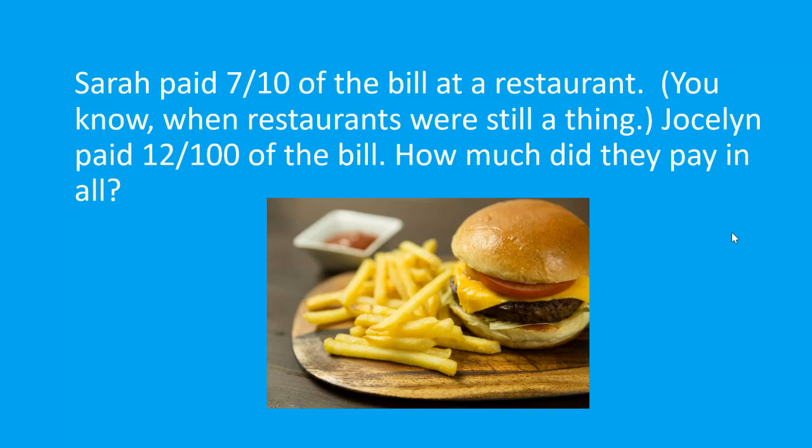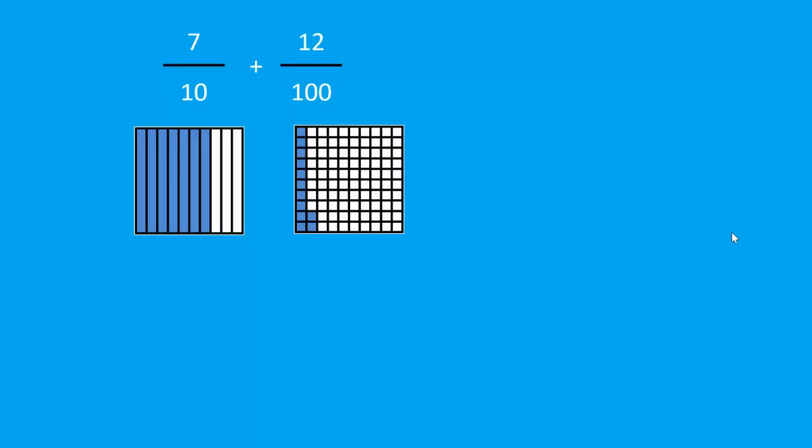Cheeseburger. Sarah paid 7/10 of the bill at a restaurant, when restaurants were still a thing. Jocelyn paid 12/100ths of the bill. How much did they pay in all? So we're not asking for money, it's just asking for a fractional amount. So here is the problem with this.